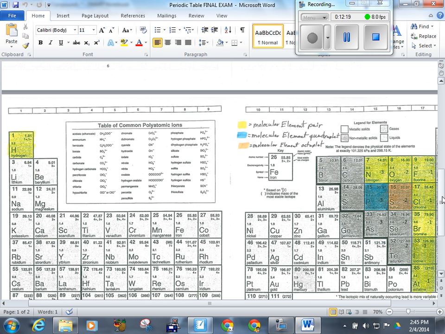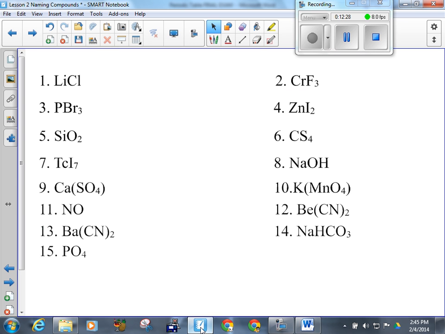All right? So it's pretty easy that way. The only tricks are when you're writing the formulas. Okay, and we're going to talk about that in a little bit. So we'll look at one of our examples here that have the polyatomic ions in them.